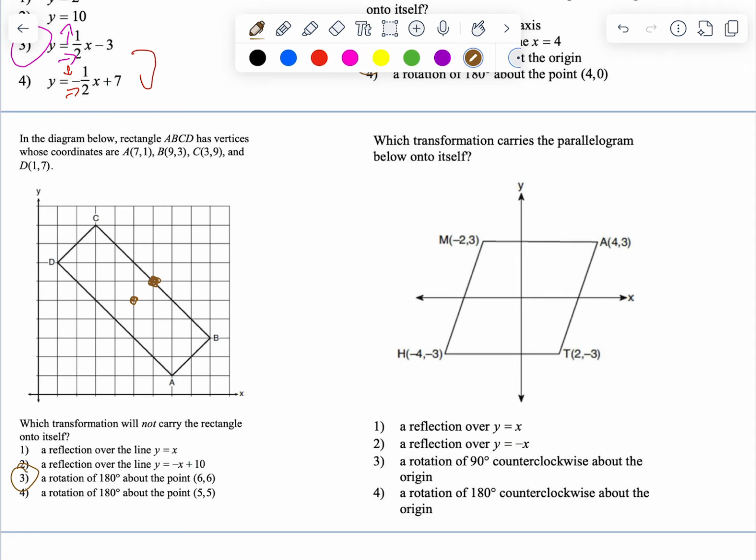A rotation of 90 degrees counterclockwise about the origin. I mean, that's in the center of the shape, but it's 90 degrees. And 180 degrees about the origin. 180 degrees will make it look like itself. 90 won't. It's like standing up. That'll put it on its side. 180 will put it back the way it is now.